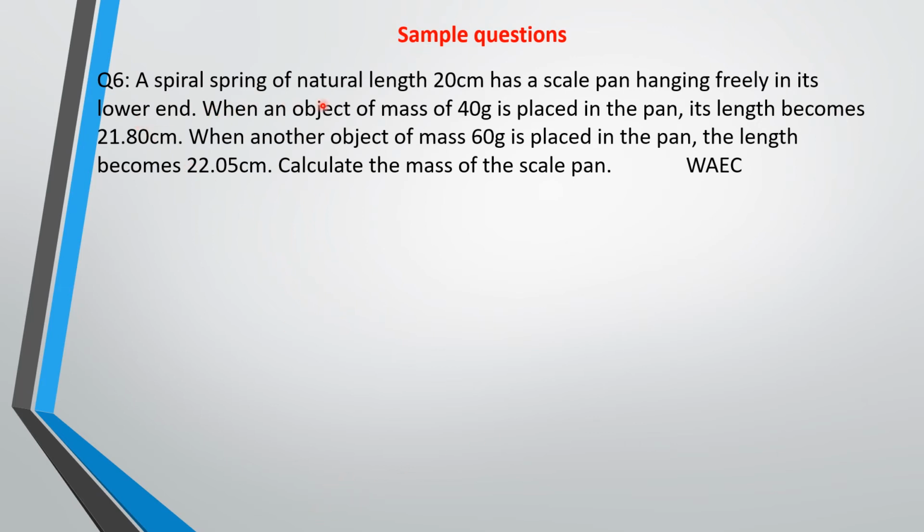Question says that a spiral spring of natural length 20 cm has a scale pan hanging freely in its lower end. When an object of mass 40 grams is placed in the pan, its length is equal to 21.8 centimeters. When another object of mass 60 grams is placed in the pan, the length becomes 22.05 centimeters. Calculate the mass of the scale pan.